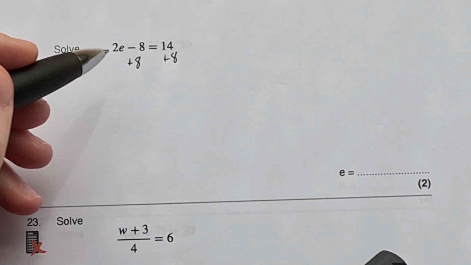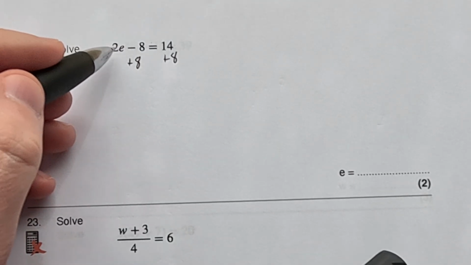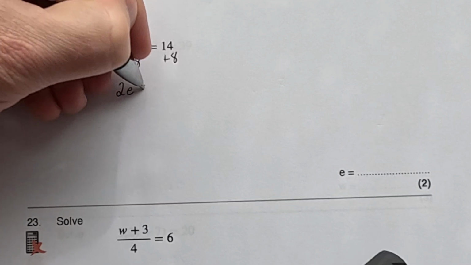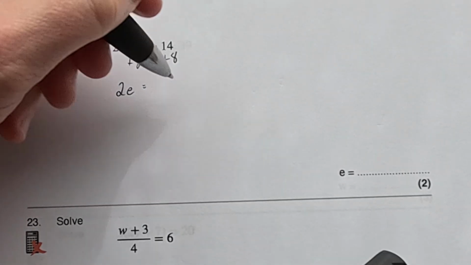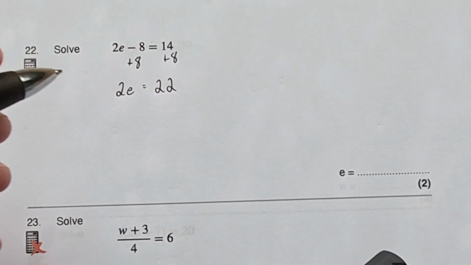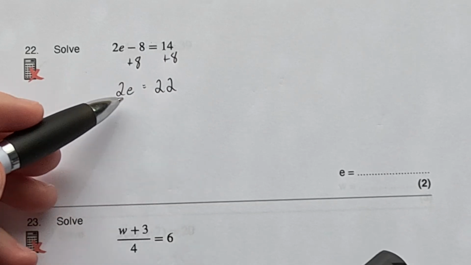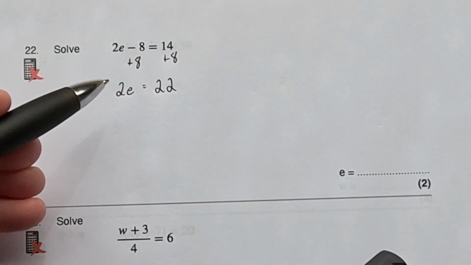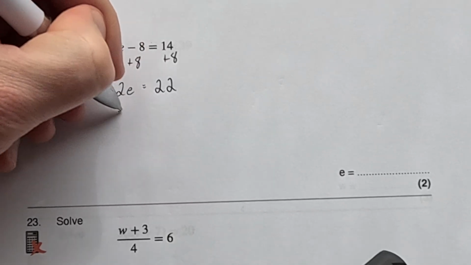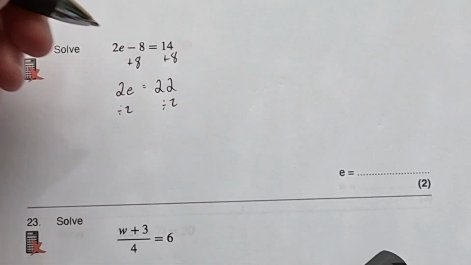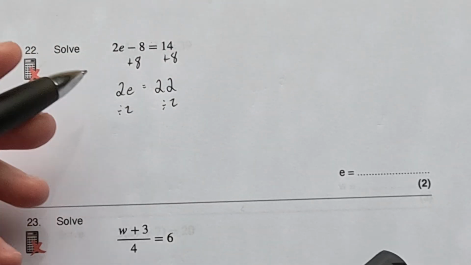On the left-hand side of the equation, we're adding 8 to get rid of the minus 8, so we're just going to be left with 2e. And on the right-hand side of the equation, we had 14 plus 8, that's going to be 22. So we've got the 2 times e is equal to 22. Now you might be able to spot here, that's going to be 11. 2 times 11 is 22. But we're going to divide by 2, and we're going to divide by 2. 2e divided by 2 would just be e.